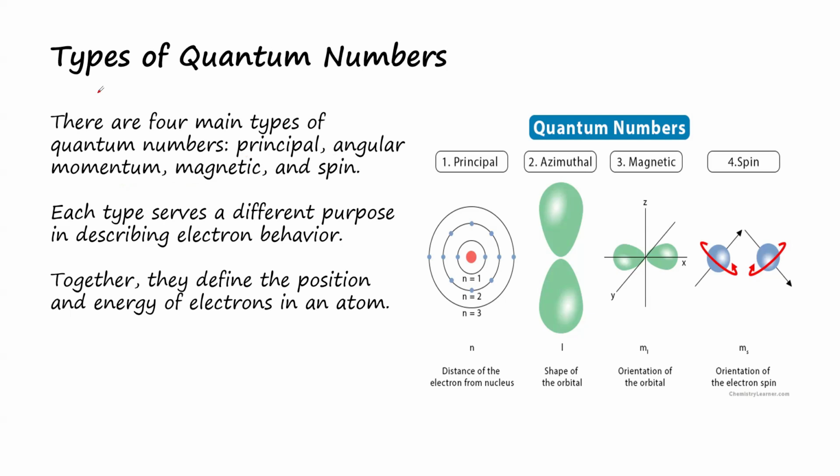Then, what are the types of quantum numbers? We have four main types: the principal quantum number, the angular or azimuthal quantum number (angular quantum number and azimuthal quantum number are the same), the magnetic quantum number, and the spin quantum number. Each type serves a different purpose in describing electron behavior.